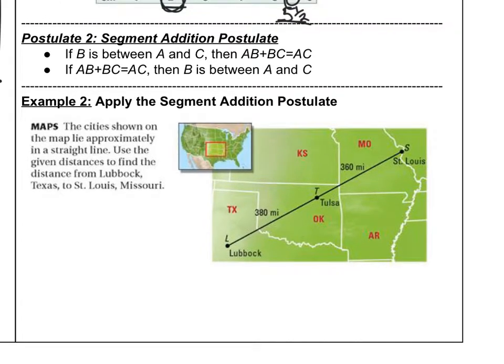Okay, example number 2. Some of these postulates are very obvious, like the segment addition postulate. It's right in the name. Basically, if point B is between A and C, then I can add two segments together to get a bigger line segment. And then there's the opposite of that: if I add two segments together and they have a common point, then that point has to be between the other two. Just some things to keep in mind.